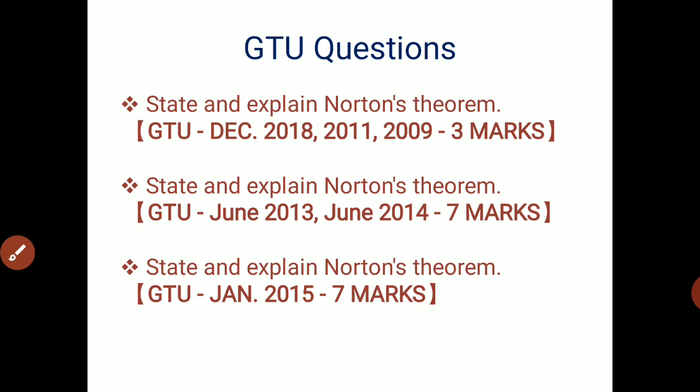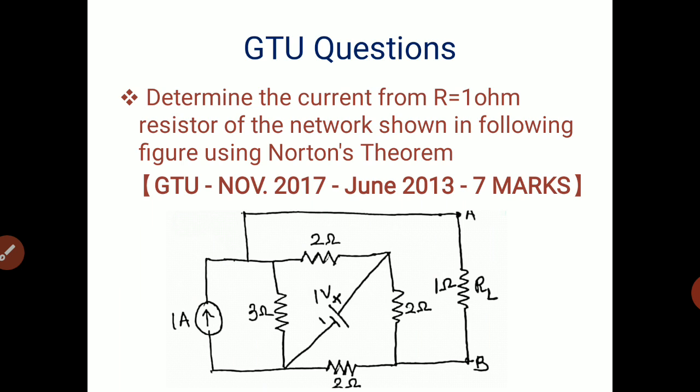So these are the GTU questions which will be repeatedly asked in our exam. State and explain Norton's theorem, which was repeated in 2018, 2011, 2009 for 3 marks, and in June 2013, June 2014 and January 2015 for 7 marks. These questions are repeated. Numericals are also asked. Determine the current through the R equals 1 ohm resistor of the network shown in the following figure using Norton's theorem. This question was asked in November 2017, June 2013 for 7 marks.